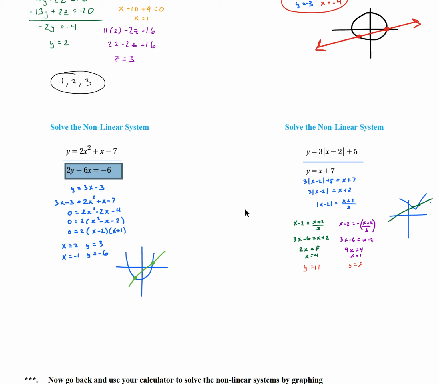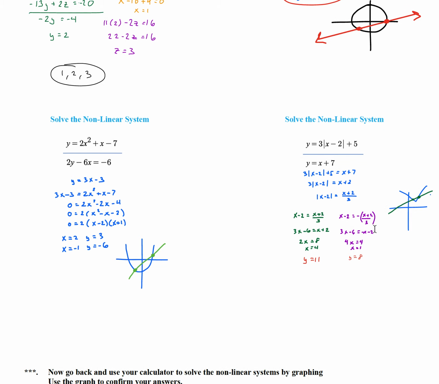Same thing here, substitution. I took this linear equation and I know y equals x plus 7, so I just put x plus 7 in for y. And then I'm going to subtract by 5, then divide by 3, then, and only then, when I get to this point right here, then I'm going to look at the two branches, because this is an absolute value. I'm going to say, okay, x minus 2 equals the positive version, x plus 2 over 3, and then x minus 2 equals the negative version of that. So I distributed the negative sign and made it minus x minus 2, and then I took that 3 and I multiplied it to the other side and got 3x minus 6, and then I just solved.